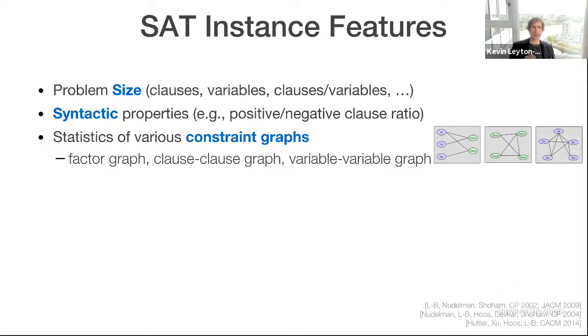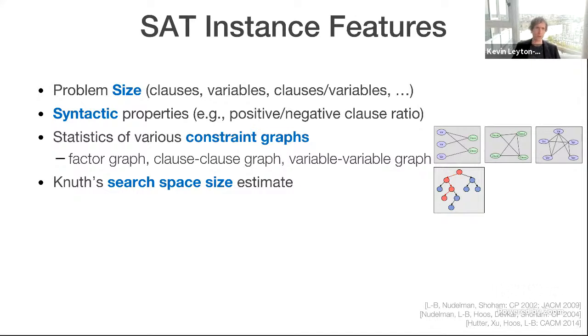I can then build various constraint graphs, such as the factor graph, the clause graph, or the variable-clause graph. I can ask things like what the average degree statistics in the graph are, what the path lengths in the graph are, or how clustered the graphs are. I can use the search space size estimate due to Don Knuth, where you make random probes in a DPLL search space and look at the average depth in the tree, and that's an estimate of the log number of nodes in the tree.